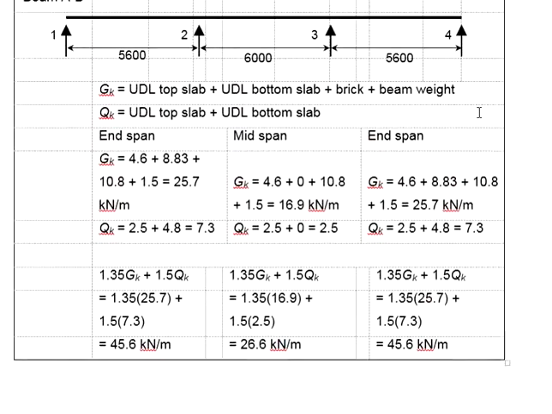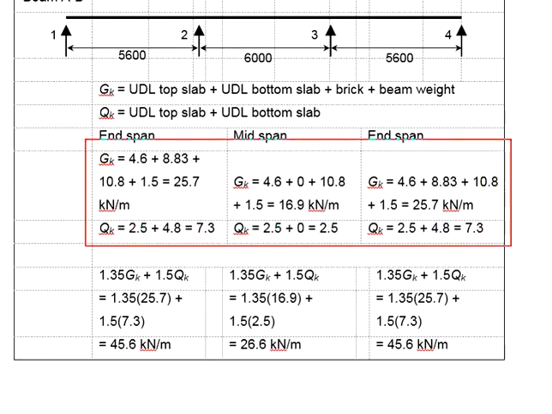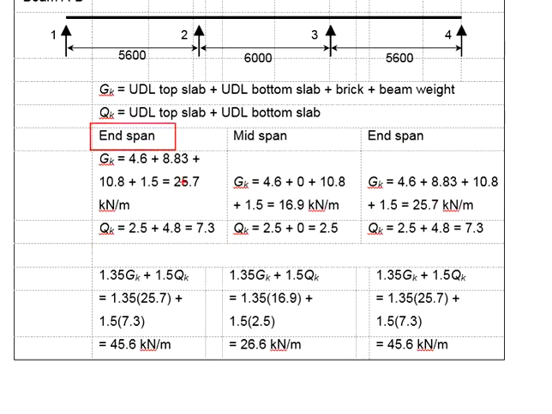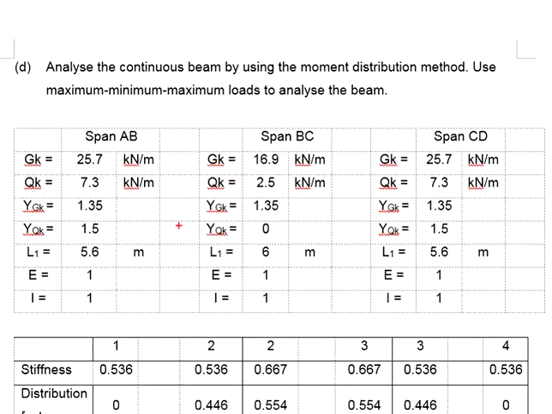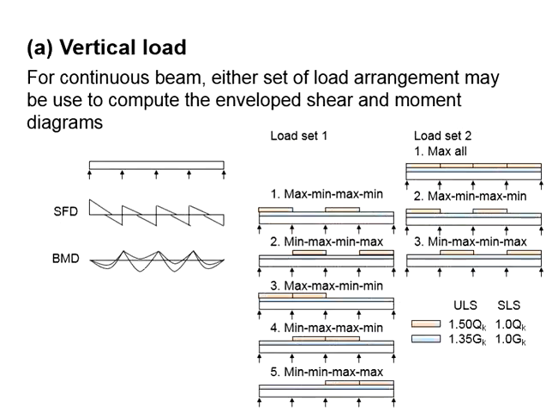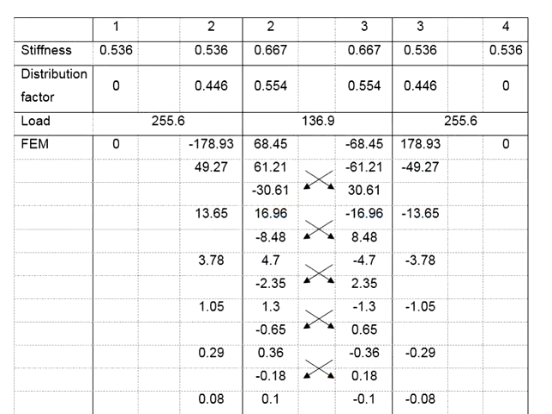Since the question is continuous, you may attempt to use the values from the previous sub-questions. For the end span, the GK is 25.7 and QK is 7.3. As for the mid-span, the GK is 16.9 and QK is 2.5. In order to get the design load, you will have GK times 1.35 plus 1.5 times QK. This represents the maximum load. As for the mid-span, that will be GK times 1.35 only. There is no QK.